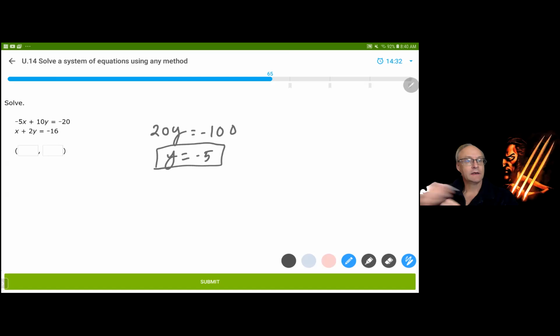There it is. Now to get my x, I need to substitute it into the second one, which is x minus 10 equals negative 16. I'm going to go ahead and write it for you. And then I'm just going to add 10 to both sides and get x equals negative 6. So there's my solution, negative 5, negative 6.